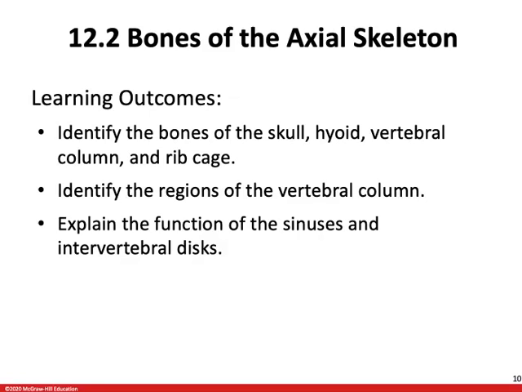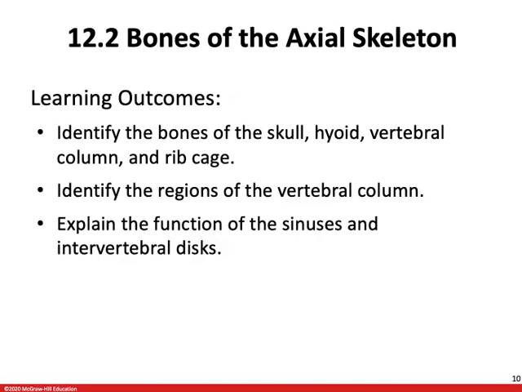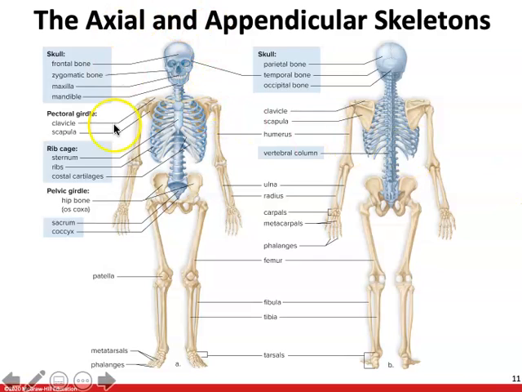Next up, we're going to be breaking down the skeleton into two different systems. We have the axial skeleton and the appendicular skeleton, and we're going to be looking at each one of those individually. So here is our axial skeleton.